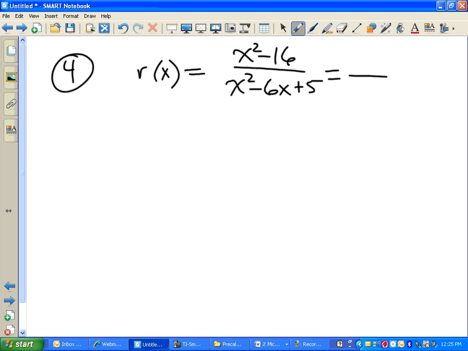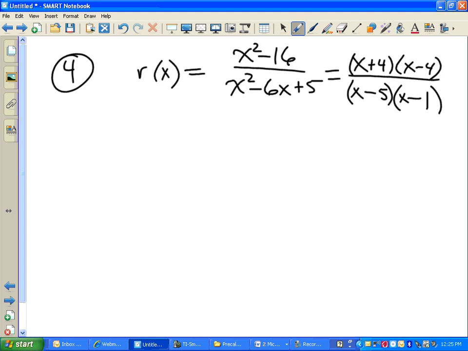The numerator is the difference between two square numbers, x squared and 16, so it factors into x plus 4 times x minus 4. The denominator factors, a little trickier, but not too bad. It's x and x, because it's a minus sign on the middle term, the linear term, and positive on the constant. Both of these are minus, and you'll see it factors with 5 and 1.